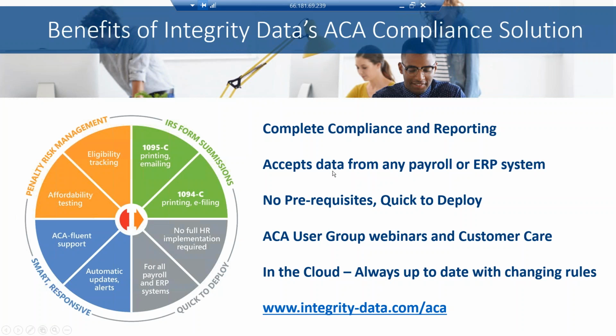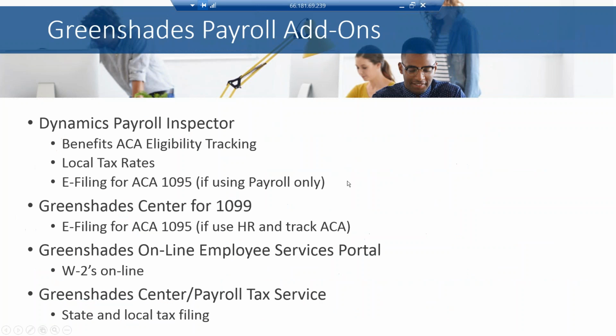What I wanted to do next is talk about the Greenshades tools that are available. Just like Integrity Data, Greenshades provides eligibility tracking. It also has some other tools that may be useful for you as well. They have a product called the Payroll Inspector, and it's a versatile product. It does eligibility tracking, and it also provides you with local tax rate updates automatically rather than a manual process that you would have to do in GP.